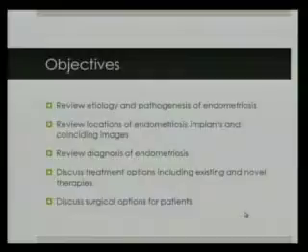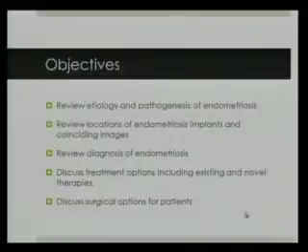So I'll review a few objectives that we're going to go over. We're going to review the etiology and pathogenesis of endo, the locations of endometriosis implants, and the coinciding images that you'll see, and review the diagnosis of endometriosis. We're also going to discuss treatment options, including existing and new novel therapies, and discuss surgical options for patients. What I'm not going to talk about is more of the fertility and infertility side of endometriosis, because it's a whole other ballpark and a whole other lecture.